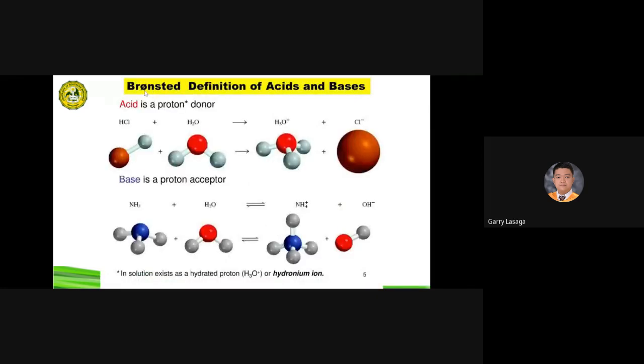We also have another definition, the Bronsted-Lowry definition of acids and bases. According to this definition, the acid is a proton donor and a base is a proton acceptor. For an example of this equation, we have here our HCl. When we put HCl in water, it will form the hydronium ion, H3O plus, and our chloride ion.